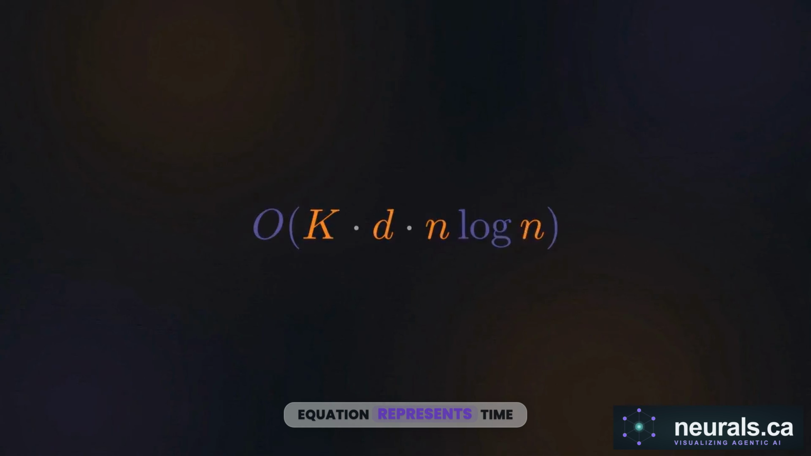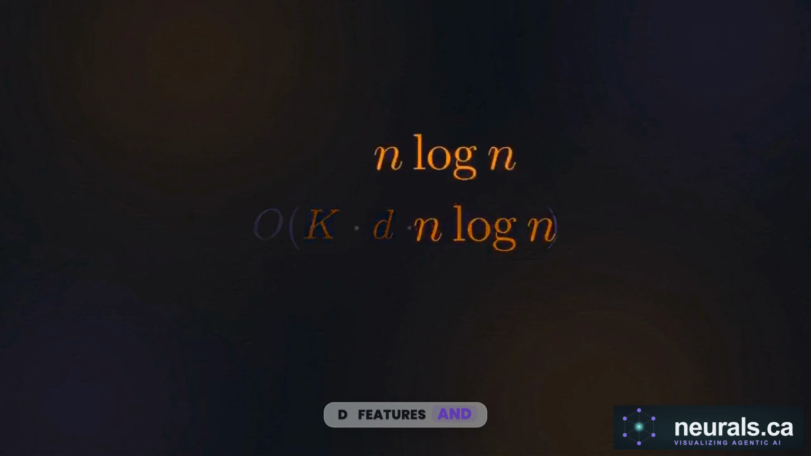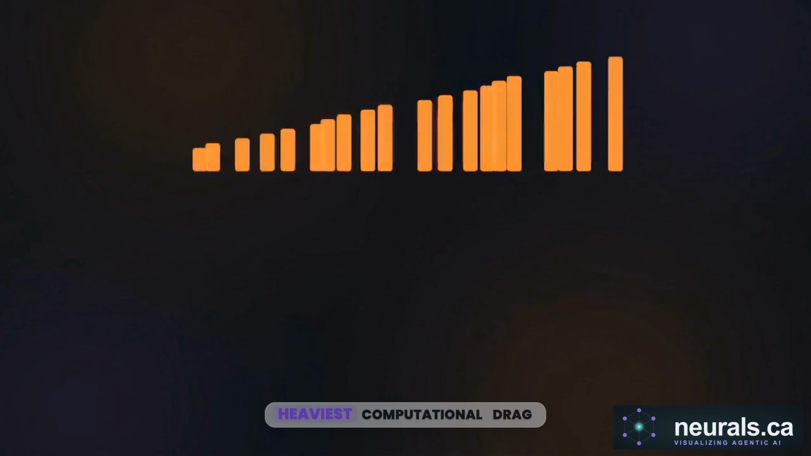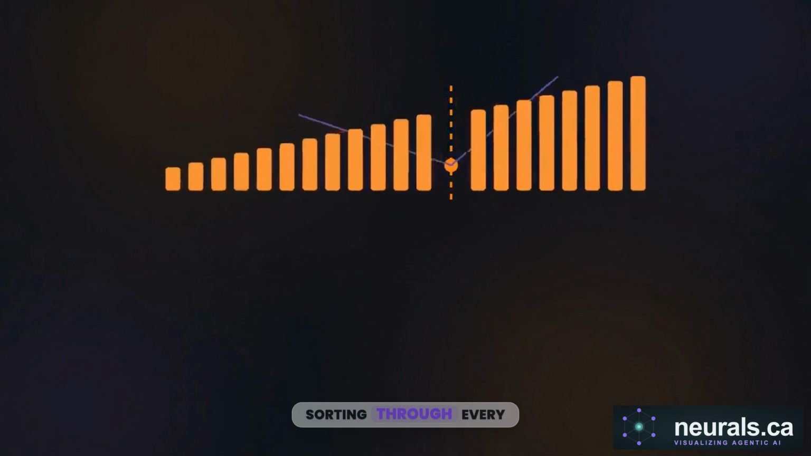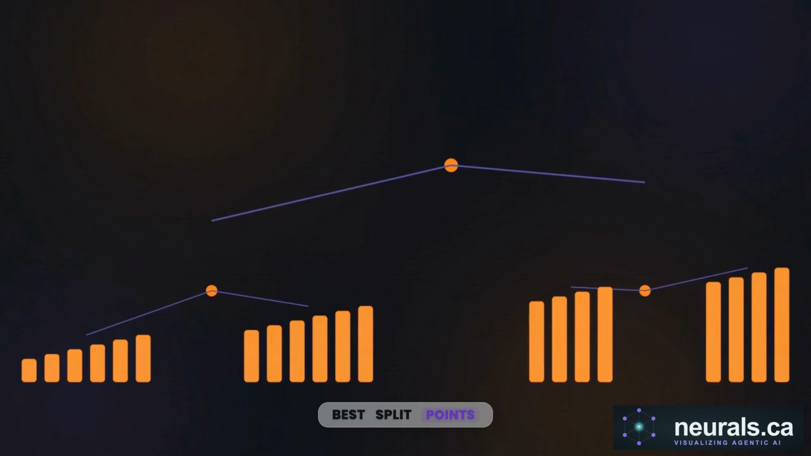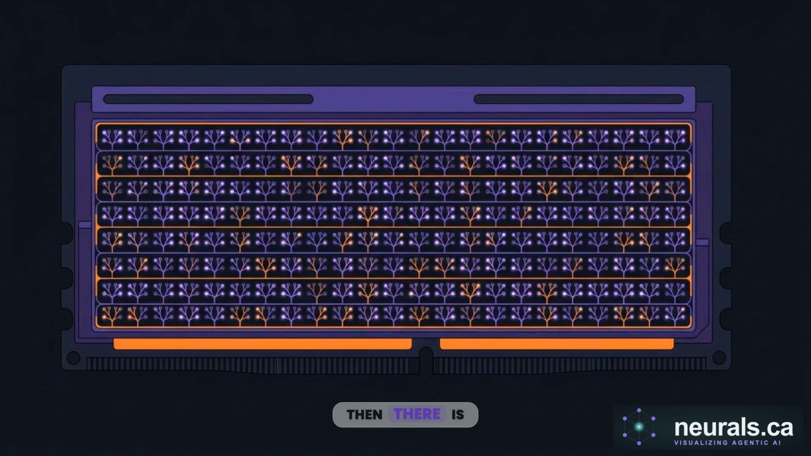This equation represents time complexity for training XGBoost, multiplying k boosting rounds by d features and n samples. That n log n multiplier represents the heaviest computational drag, sorting through every feature value to pinpoint the absolute best split points for the trees. Then there is the spatial memory complexity. Your system must physically retain every node of all K trees in active memory simultaneously while it trains.